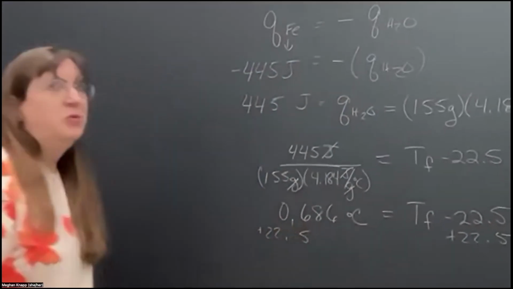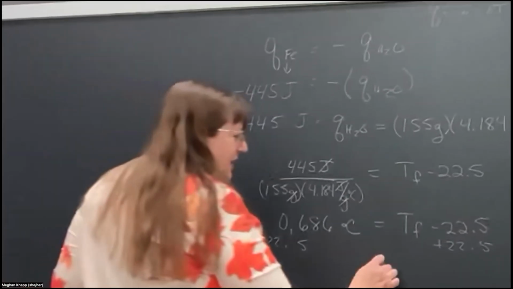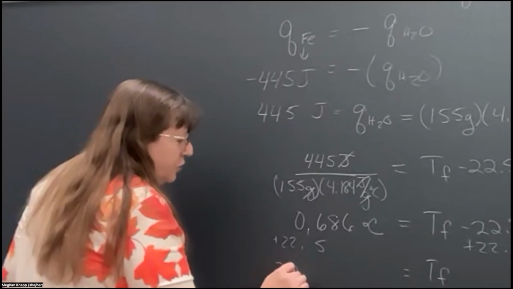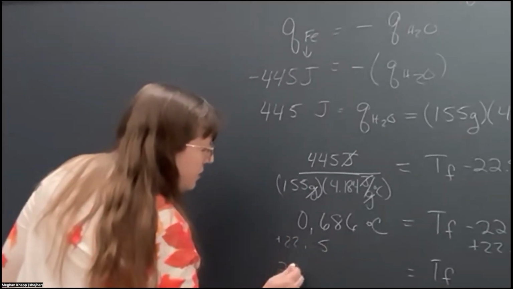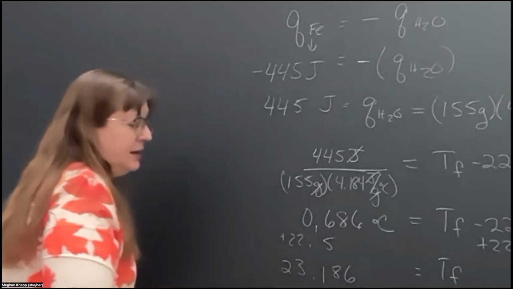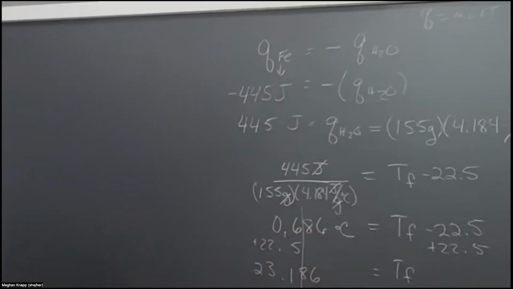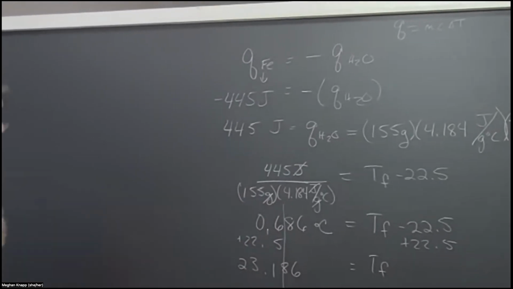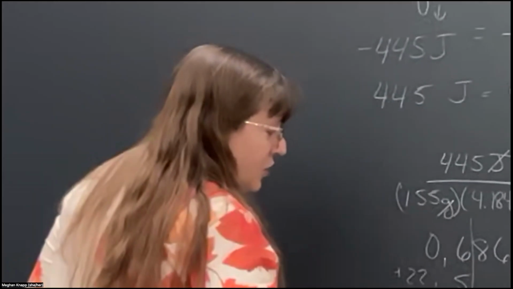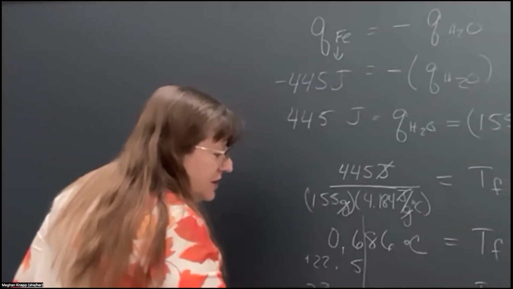And then we kind of have to remember our rules for adding in sig figs. Okay, so this side, we got TF by itself, that's all good. But this side, I'm going to end up with 23.186, but I only have information to the tenths place. So I can't keep the 8.6. Now I can use it to round. So I can say this is 23.2 degrees Celsius.